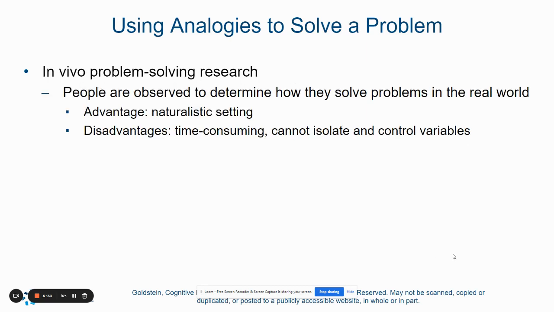The in vivo problem solving research has shown us that people are observed to determine how they solve problems in the real world. So, an advantage of having in vivo problem solving research is that it's naturalistic in its setting. So, we get to see people in their natural environment. One of the disadvantages of that is that it can be time consuming and we really can't isolate and control the variables. We can't really manipulate anything because it's all naturalistic.